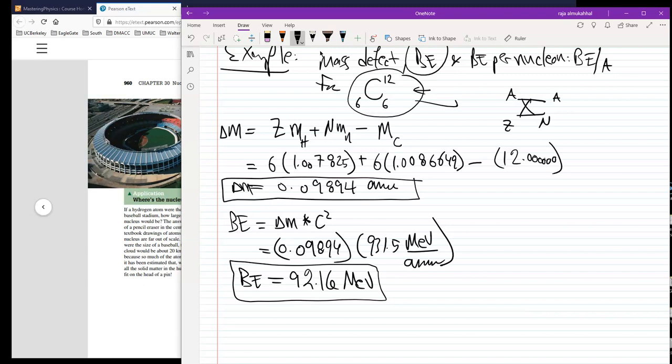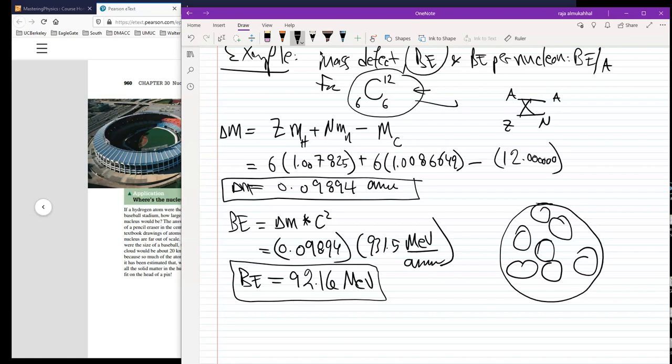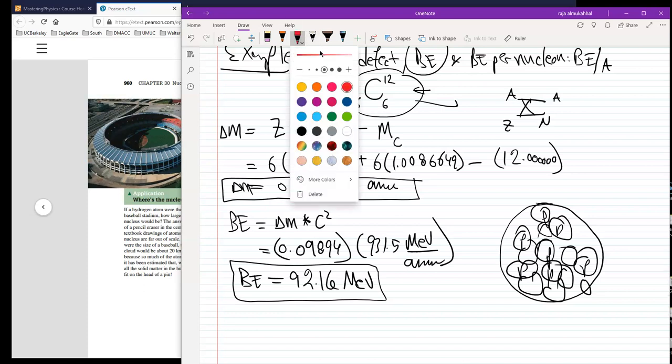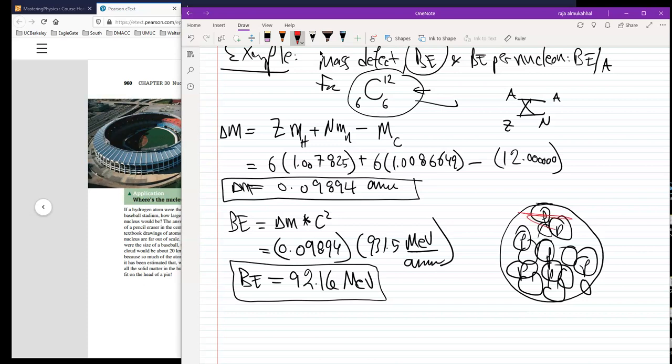Now, binding energy per nucleon, it means, okay, let's say here is my nucleus, right? And I have 6 protons and 6 neutrons, right? There they are. Okay, so the total, let me use a different color. The total energy that binds this whole thing together is equal to 92.16.